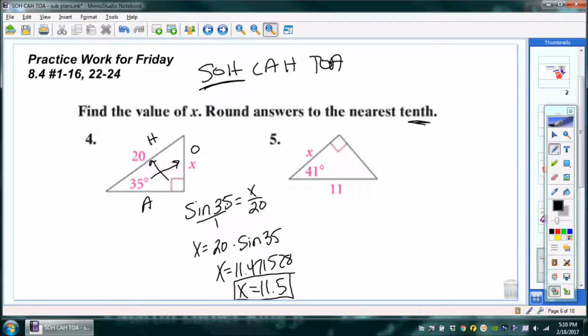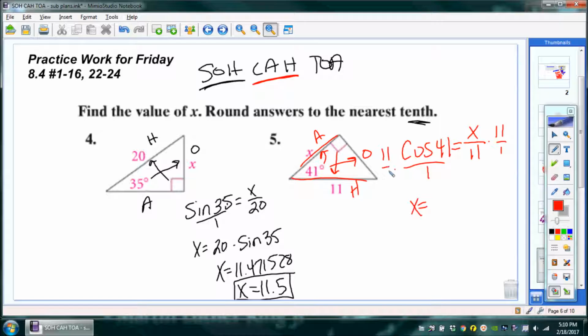For number 5, same thing. Want to label first. This is hypotenuse. This is adjacent. This is opposite. So we're given adjacent and hypotenuse, so we're going to use cosine. So cosine of your angle equals adjacent over hypotenuse, cross multiply, or we talked about it before, you could multiply by 11 on both sides. Either way is fine, but you're going to get 11 times the cosine of 41.